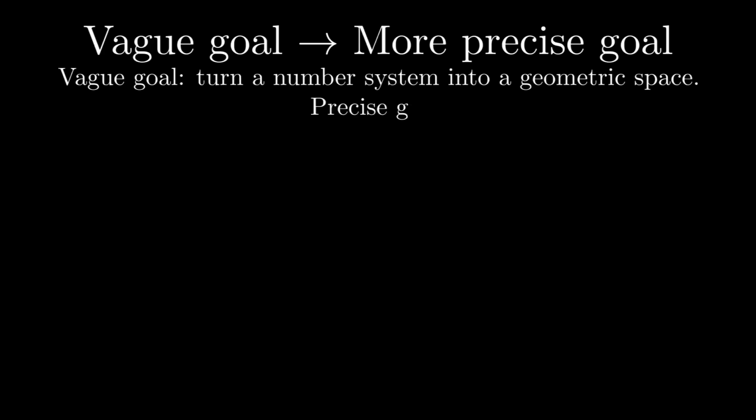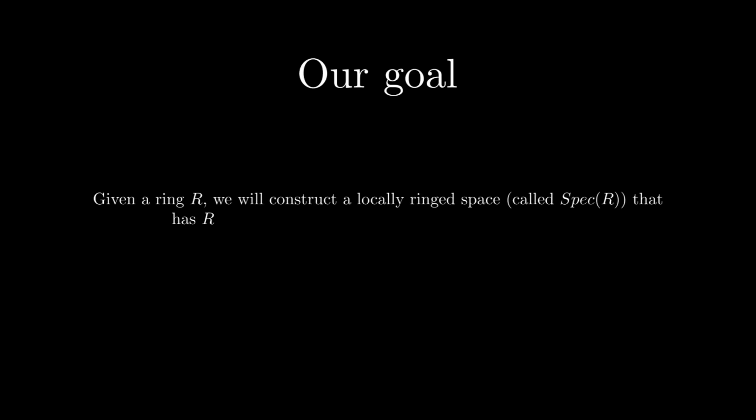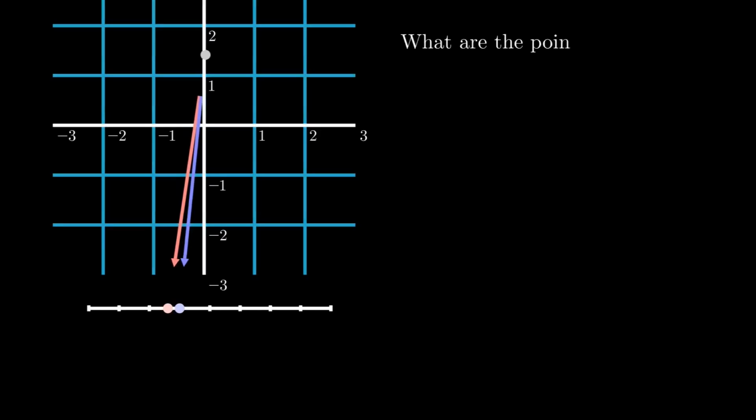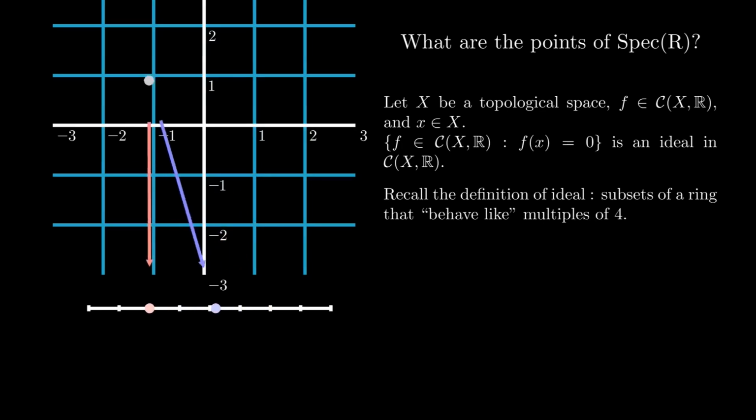We can now make our goal more precise. We started out asking how to turn a number system into a geometric space. Our precise goal is how to turn a commutative ring into a locally ringed space, such that the ring is a ring of functions on that space. The locally ringed space we will define is called Spec R. It has the nice property that the ring of global sections is R. In other words, the ring associated to the entire space is R. First, let's talk about the points. Let big X be a topological space and little x be a point. The set of all functions that are 0 at x is an ideal of the ring of continuous functions.